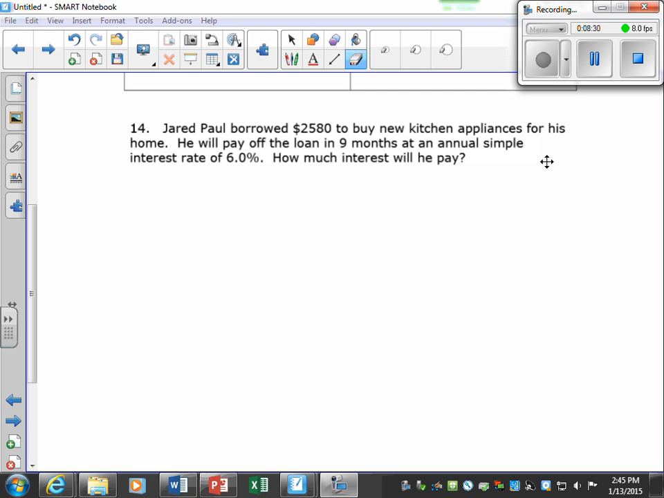Alright, number 14. Paul borrowed $2,580 to buy new kitchen appliances. He will pay off the loan in 9 months at a simple interest rate of 6%. How much interest will he pay?